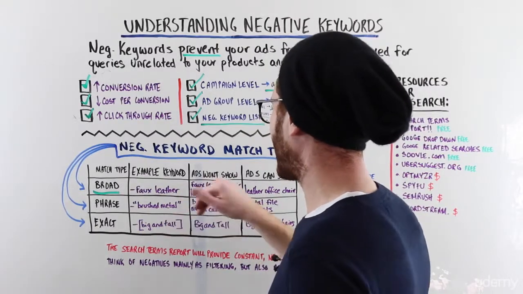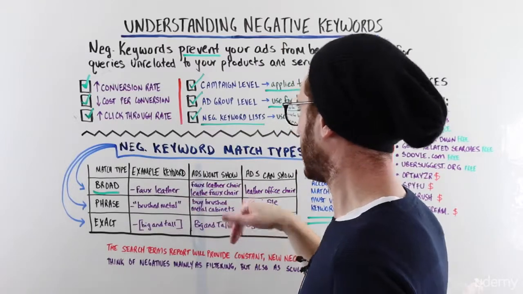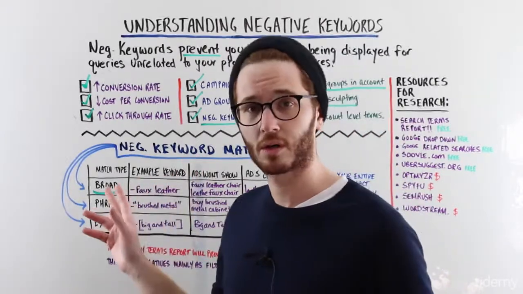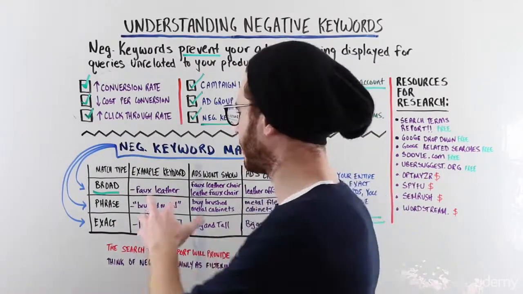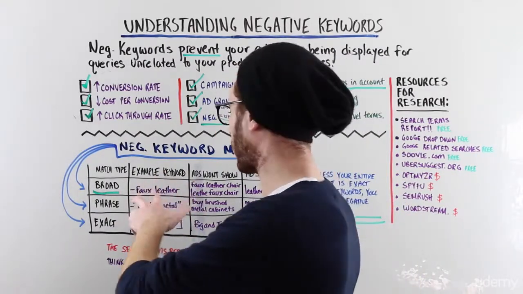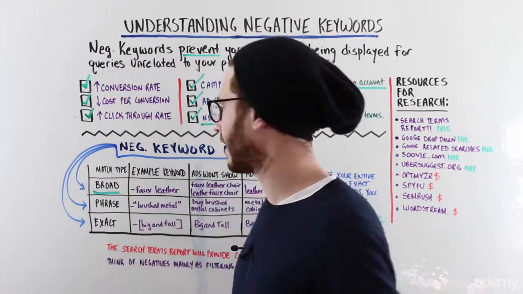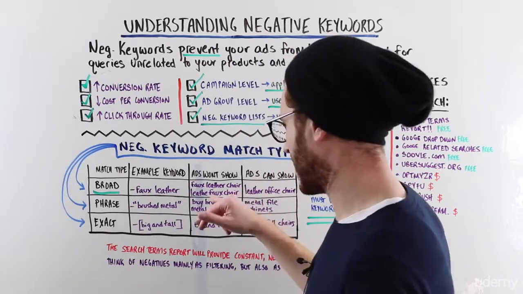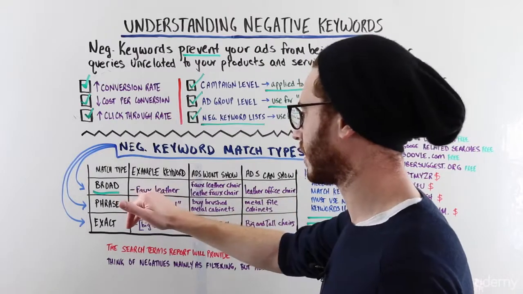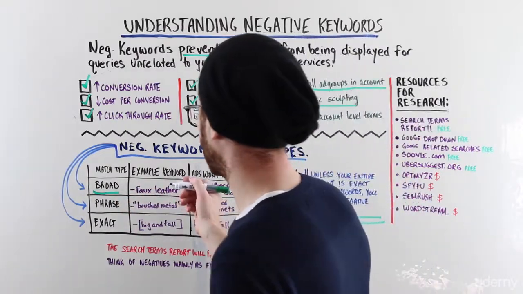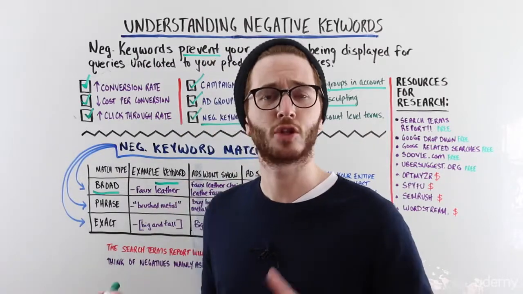So, for example, my ads won't show if somebody types in faux leather chair or leather faux chair, because even if they're in a different order, that's the idea with broad match. As long as both of my negative keywords, or all three or all four, show up somewhere in the query, regardless of order, my ad will not be eligible to show. But keep in mind, my ads can show for leather office chair because faux is not included. So even if the query just contains one of my negative keywords, it will still be eligible to show. And that could be a good thing or a bad thing. You just need to know how to do it.